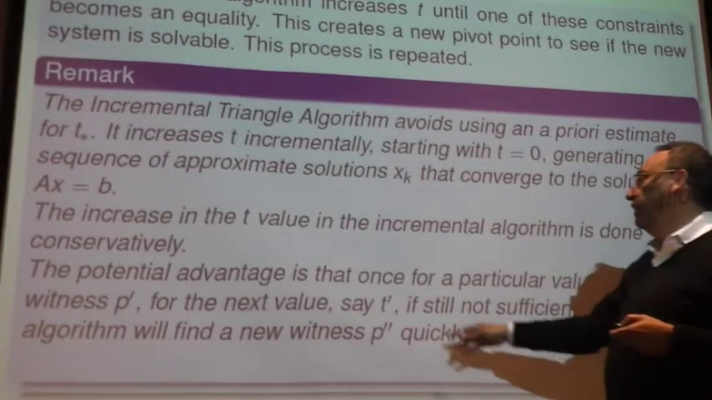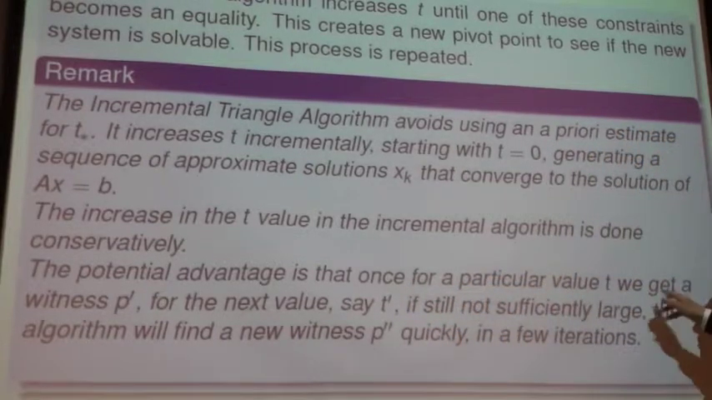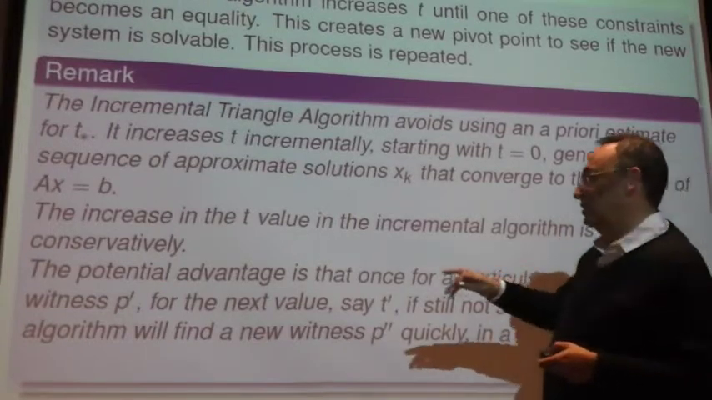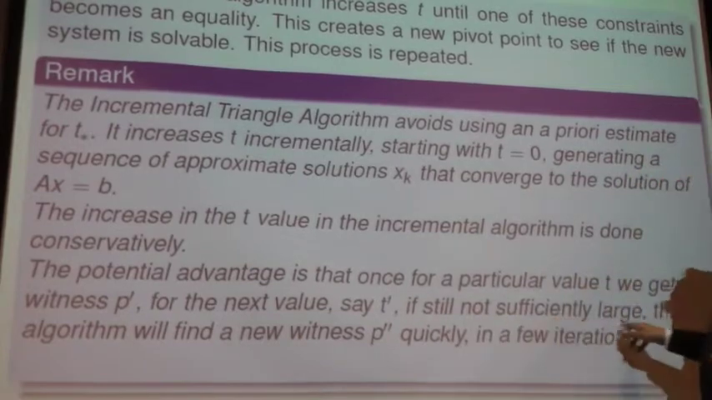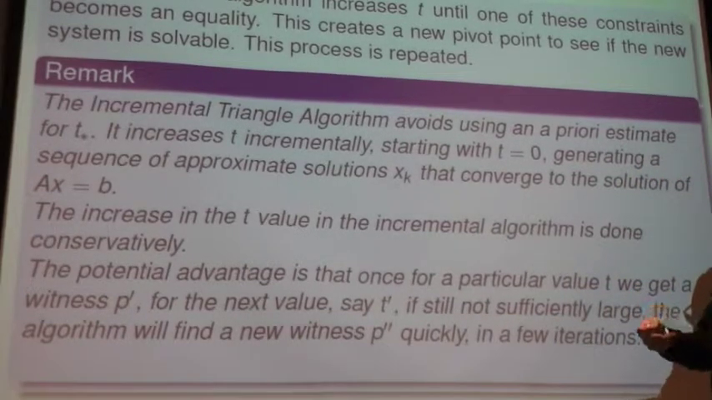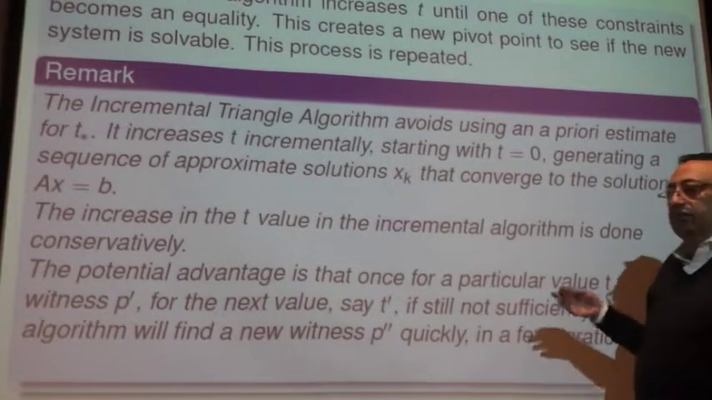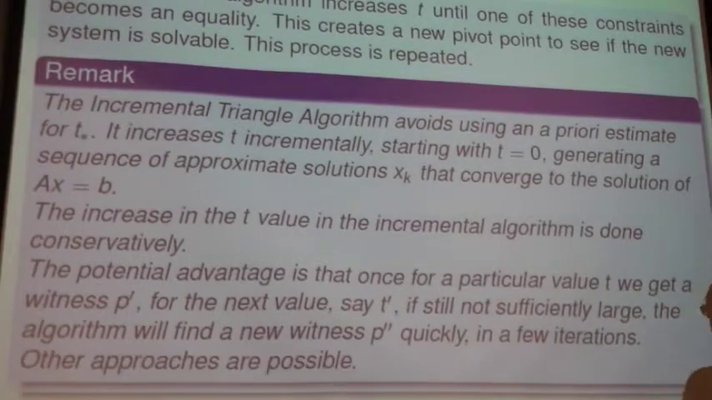So the potential advantage is that once, for a particular value of t, we get a witness p prime, meaning that the system wasn't solvable, then for the next value, t prime, if it's still not sufficiently large, it would only do a few iterations. Intuitively this makes sense. So other approaches are possible.